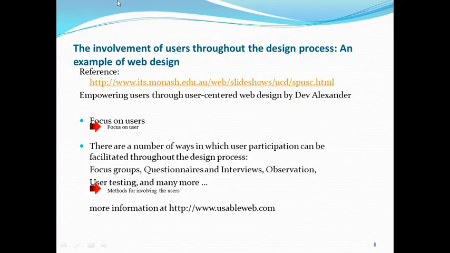So what it says, the most important part is focus on user. So you must be able to focus on user and user testing and many more things. There are a number of ways in which user participation can be facilitated through the design process. You can have focus groups which are going to be talking about some specific part. You can have questionnaires, you can talk to users, you can interview them, you can observe them when using. So there are a couple of techniques of observation.